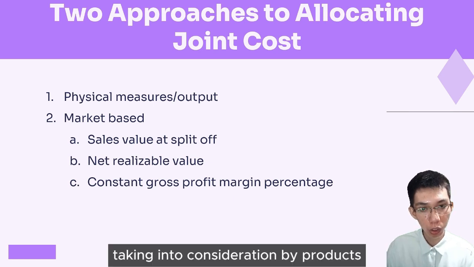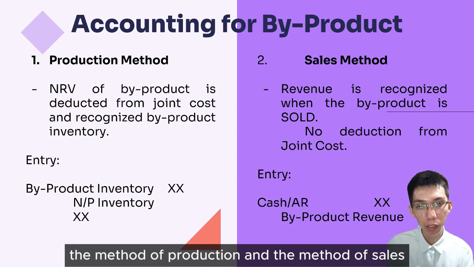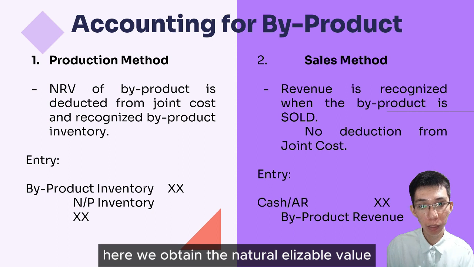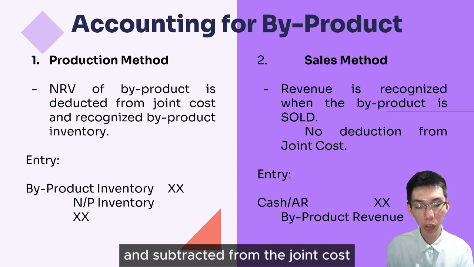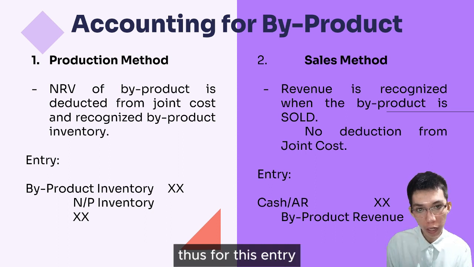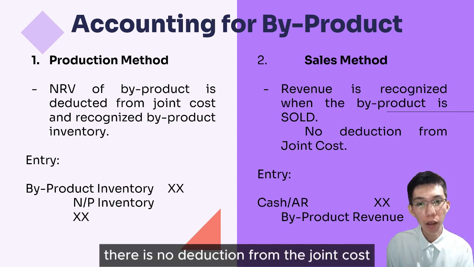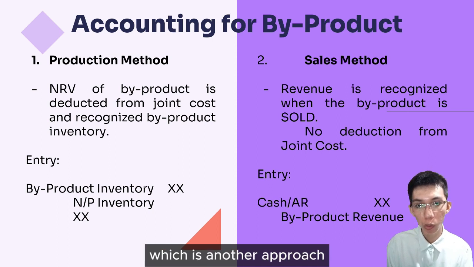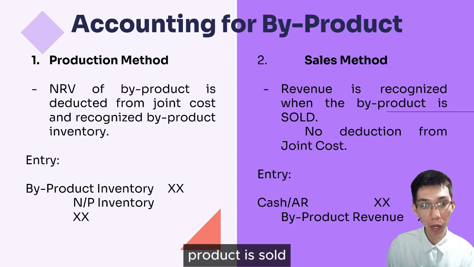Taking into consideration byproducts, there are 2 treatments, the production method and the sales method. Here we obtain the net realizable value for the production method, which is recognized in byproduct inventory and subtracted from the joint cost. Thus, for this entry, the inventory will be credited and the byproduct inventory will be debited. There is no deduction from the joint cost for the sales method, which is the other approach, and revenue is recognized only when the byproduct is sold.